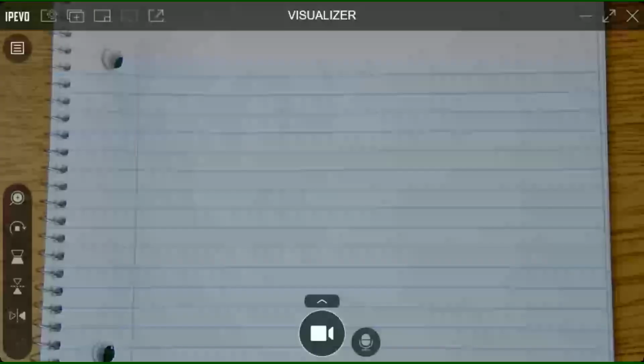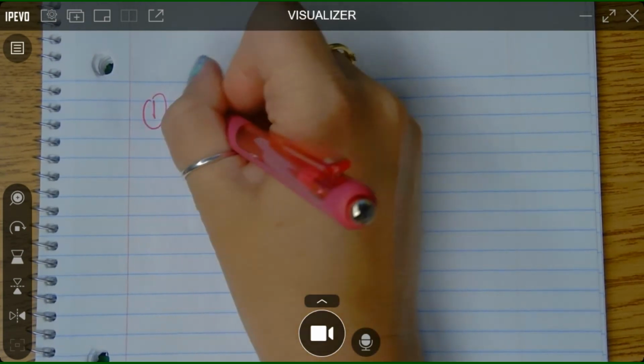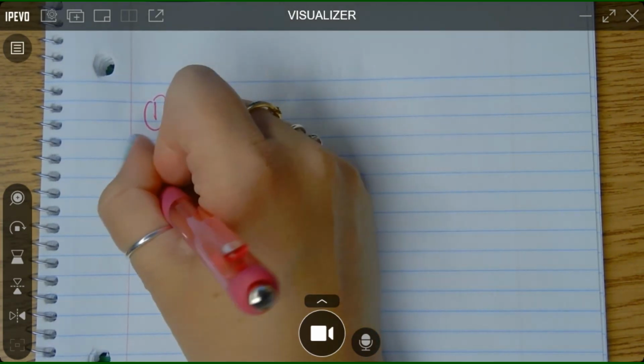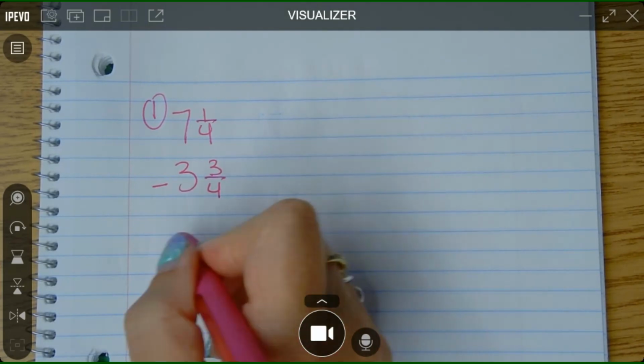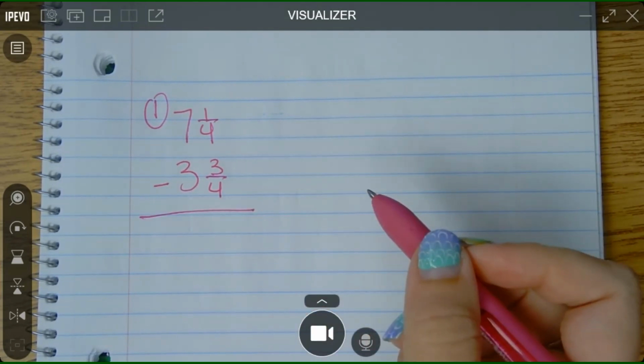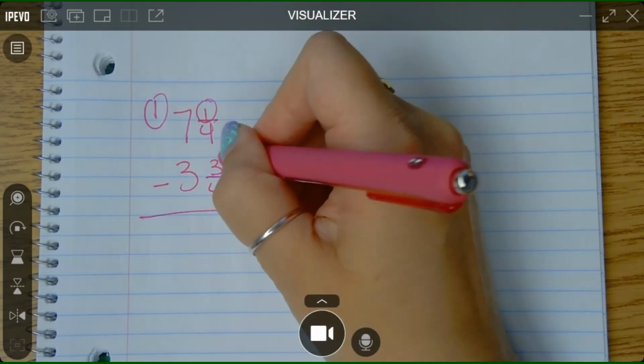Okay, so first off, let's do an example of each type. The first one, let's say we have 7 and 1/4 minus 3 and 3/4. Now, always the first step is to look to see if you have common denominators. Well, 4 and 4 are common denominators, so step one is done. Then you subtract the numerators.